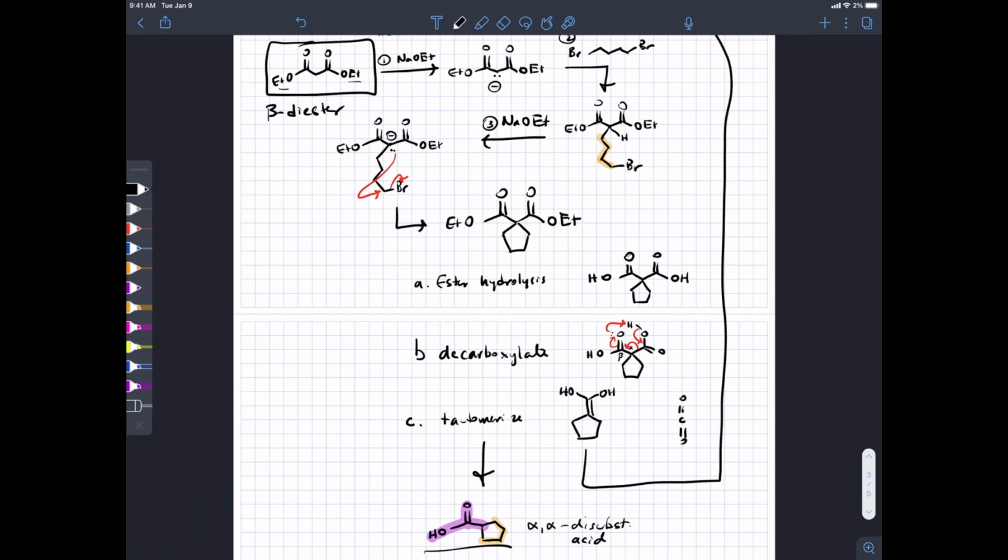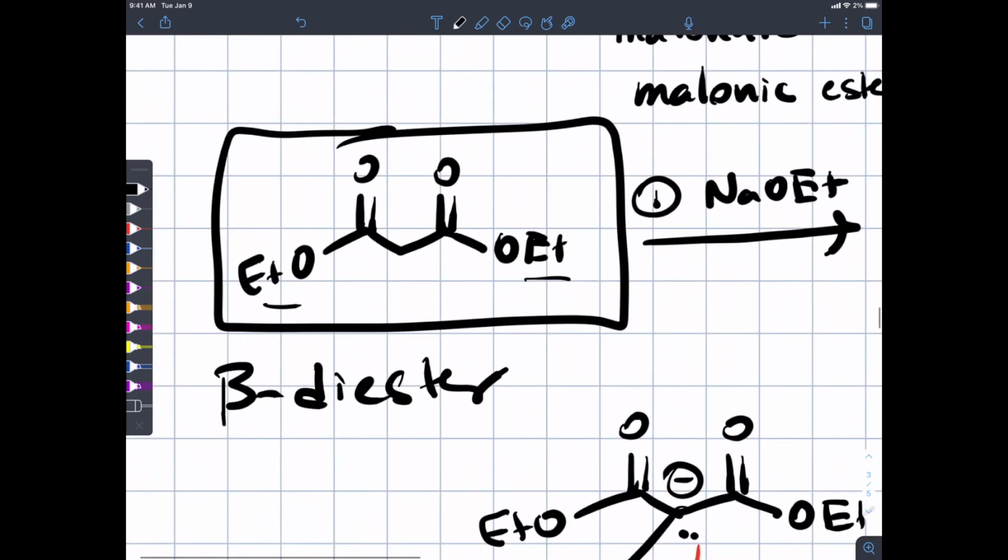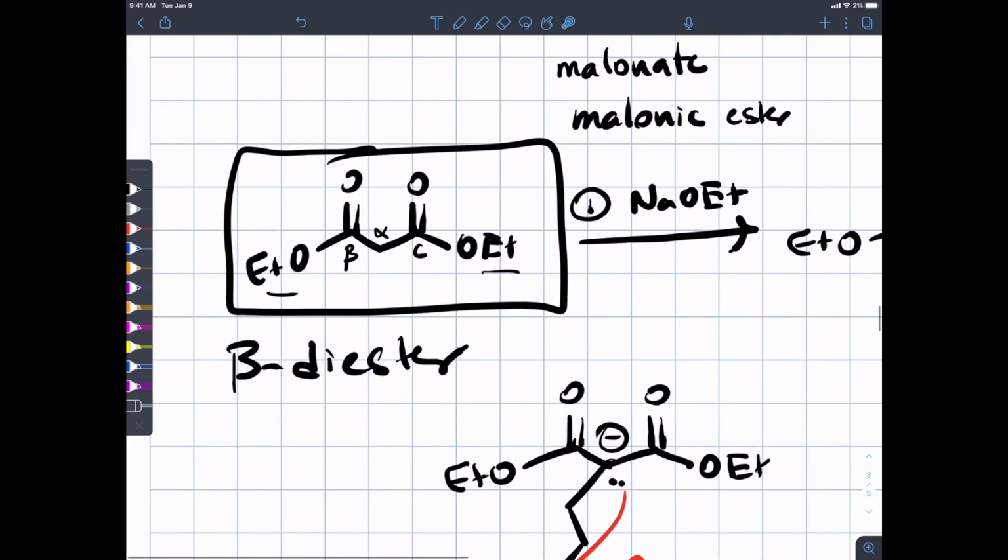Yeah? Why is it called a beta diester? Well, if you pick one of the esters and call it the carbonyl carbon, and this is the alpha carbon, that's the beta carbon. There's two esters and they're beta to each other. Okay, that's why it's beta diester. Okay, other questions?